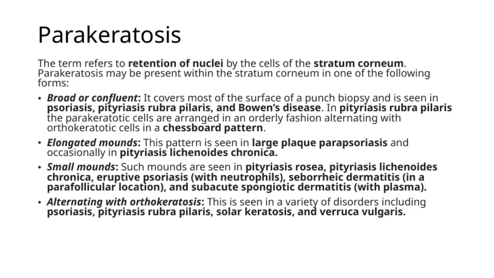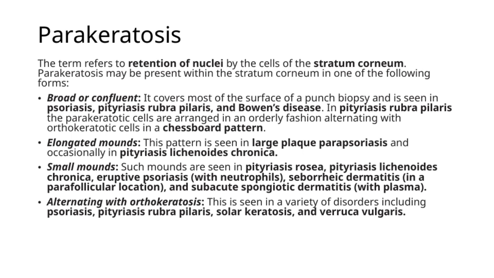Today, I want to talk about perikeratosis, which refers to the retention of nuclei within the cells of the stratum corneum. Normally, these outermost skin cells lose their nuclei as they mature, but in perikeratosis, you see nuclei still present, indicating abnormal keratinization. Perikeratosis can appear in different patterns within the stratum corneum, and recognizing these can help us identify various skin conditions.